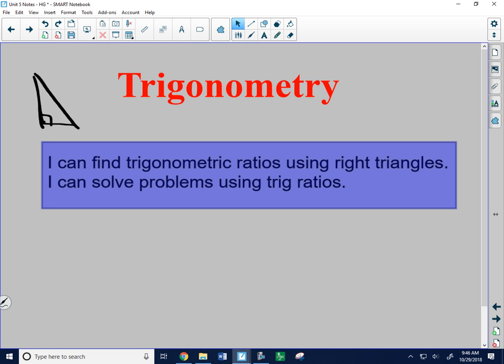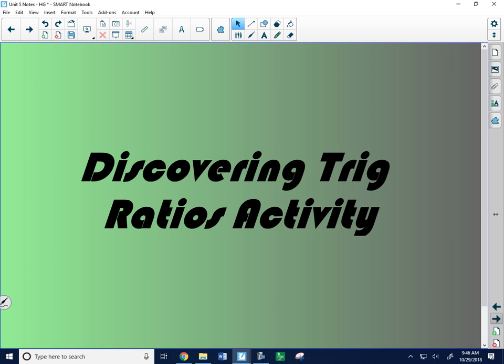Specifically have 45, 30, 60 degrees, or specific sides. Well, what if the angle's like 22 degrees or 57.3? What if the angles in a right triangle are different? Can we still find the other sides and angles? And this is how we'll do it. And so the answer is yes.